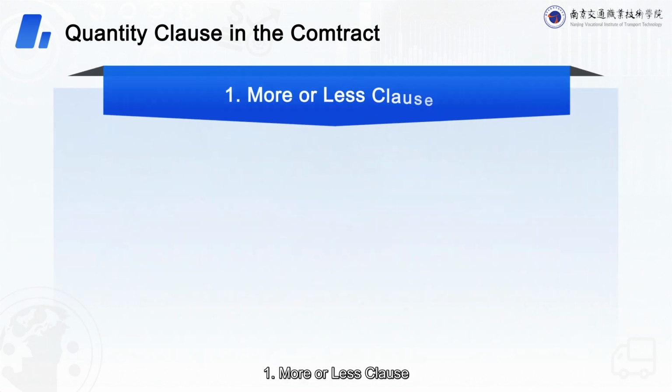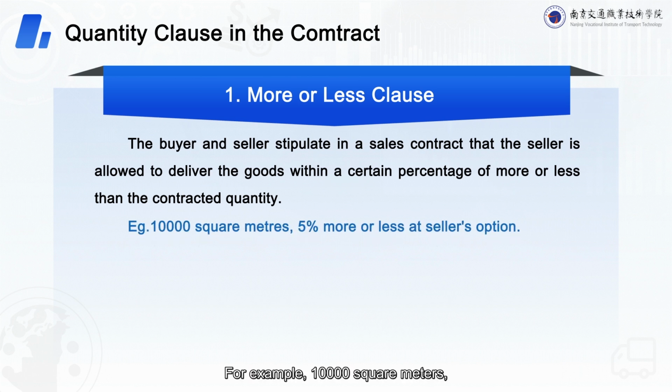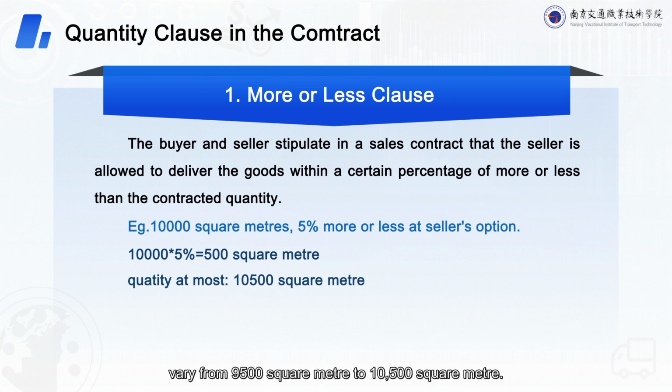1. More or less clause. The buyer and the seller stipulate in the sales contract that the seller is allowed to deliver the goods within a certain percentage of more or less than the contracted quantity. For example, 10,000 square meters, 5% more or less at seller's option. It means the seller is allowed to supply the goods varying from 9,500 square meters to 10,500 square meters.